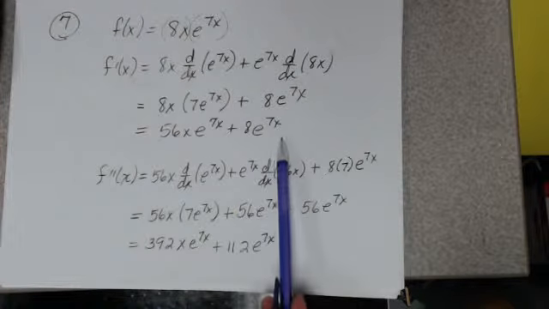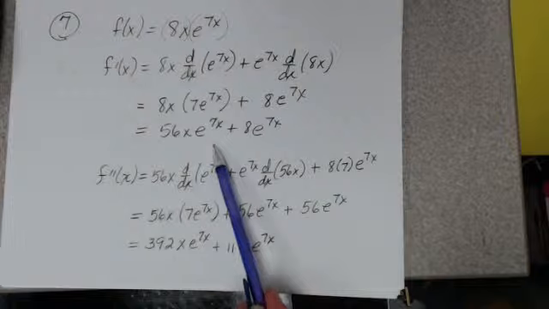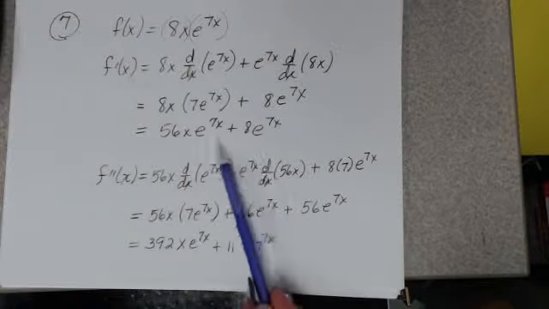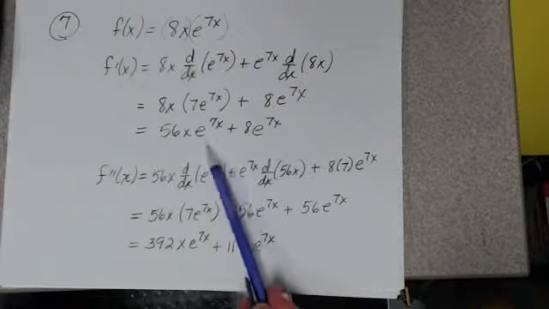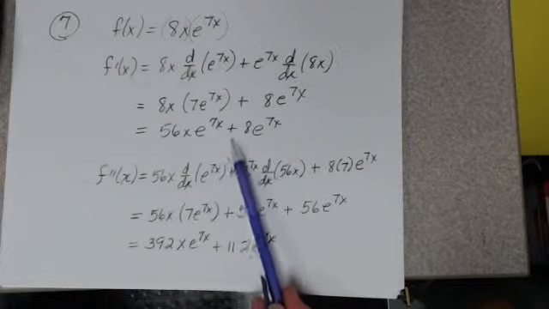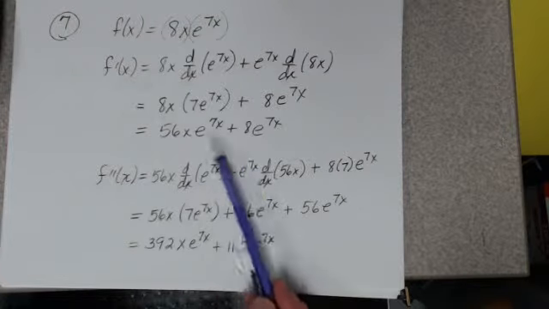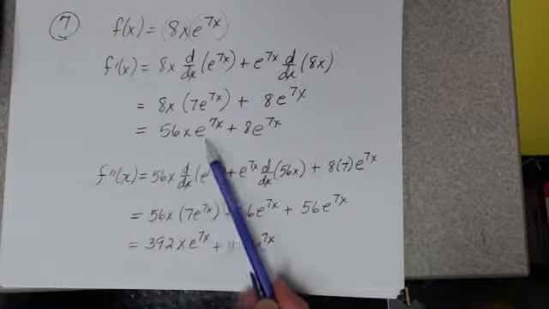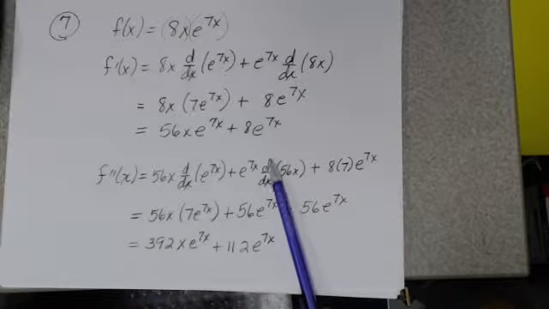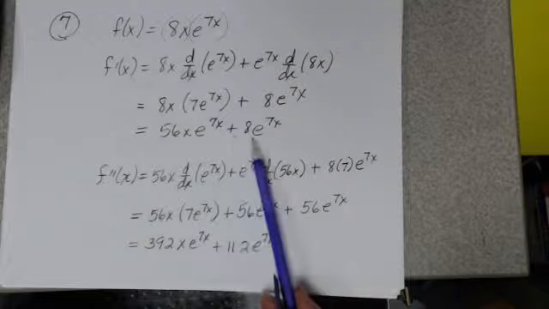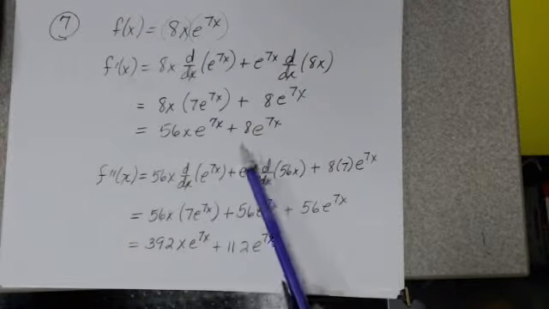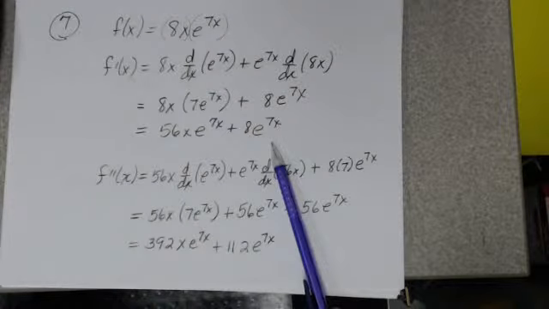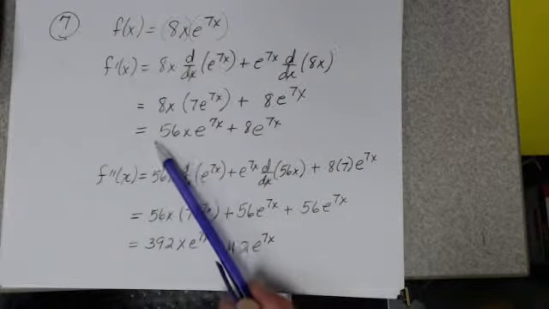Now I could go ahead and think of a like term in each of these as being e to the 7x, and factor that common factor e to the 7x out of the sum of these two expressions, work with 56x plus 8, and take the derivative, which will be the second derivative. I could do that, but I did work with these two expressions just like you see here.